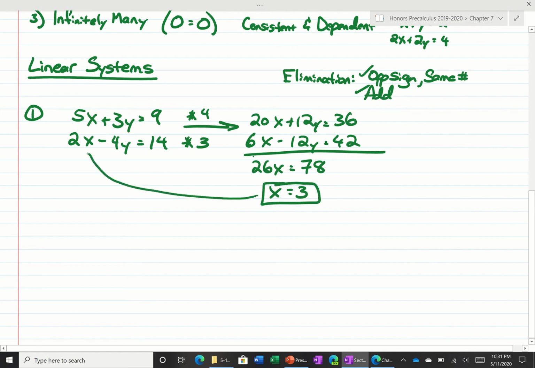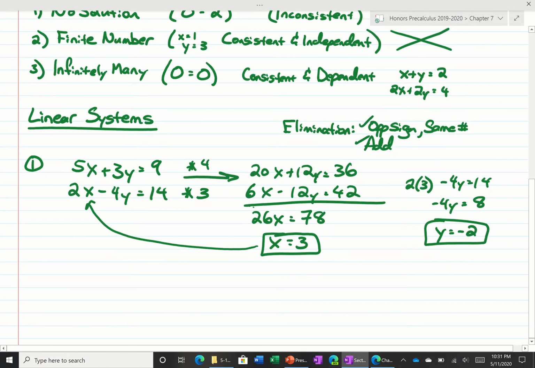Remember, don't get too excited once you get x. You have to plug it in and figure out the other variable. So 2 times 3 is 6, minus 4y is equal to 14. We could bring over the 6, and we'd get 8. So y would equal negative 2. So this would be an example of a finite number, which would be consistent and independent.